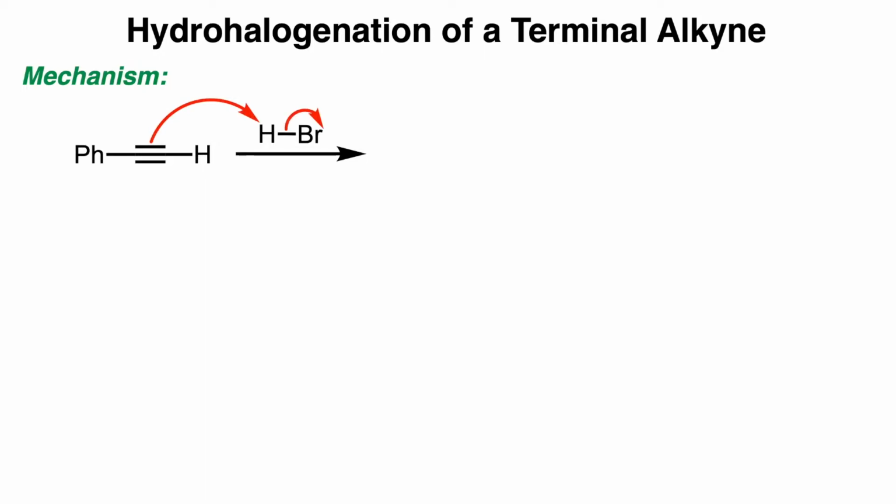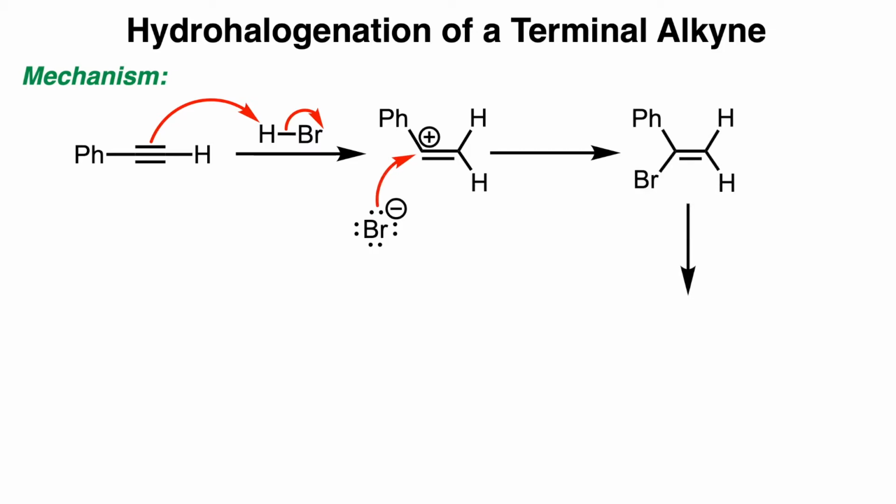In this mechanism example, the first arrow starts from the middle of the pi bond of the terminal alkyne and goes towards the hydrogen of HBr. The second arrow goes from the H-Br bond to form a new lone pair on bromine. This forms a vinylic carbocation, and remember vinyl means a carbon atom bearing a double bond. Then Br- attacks the carbocation and forms a terminal alkene.